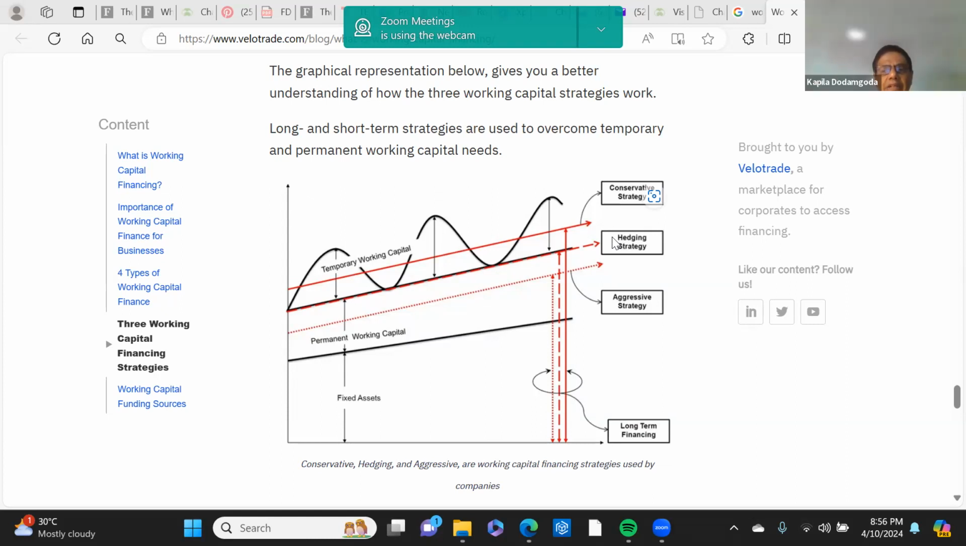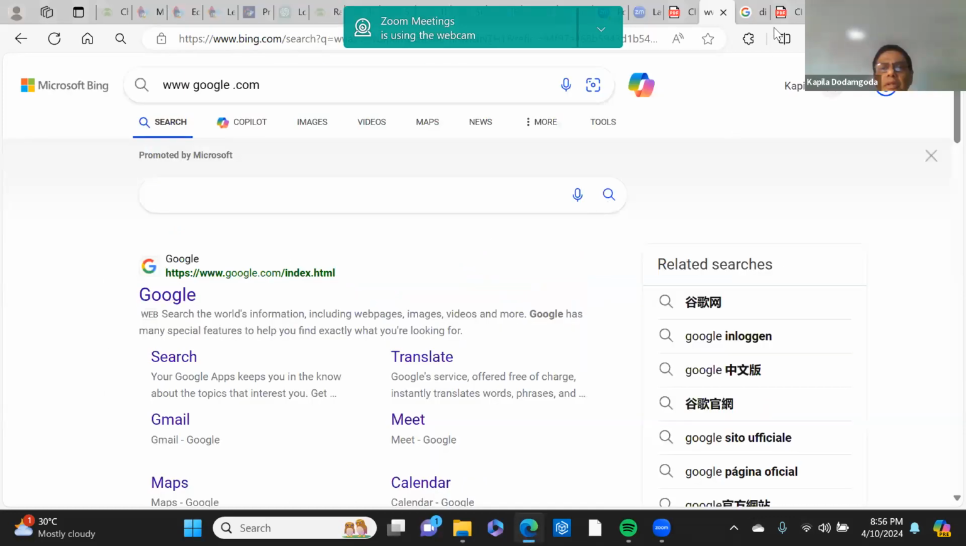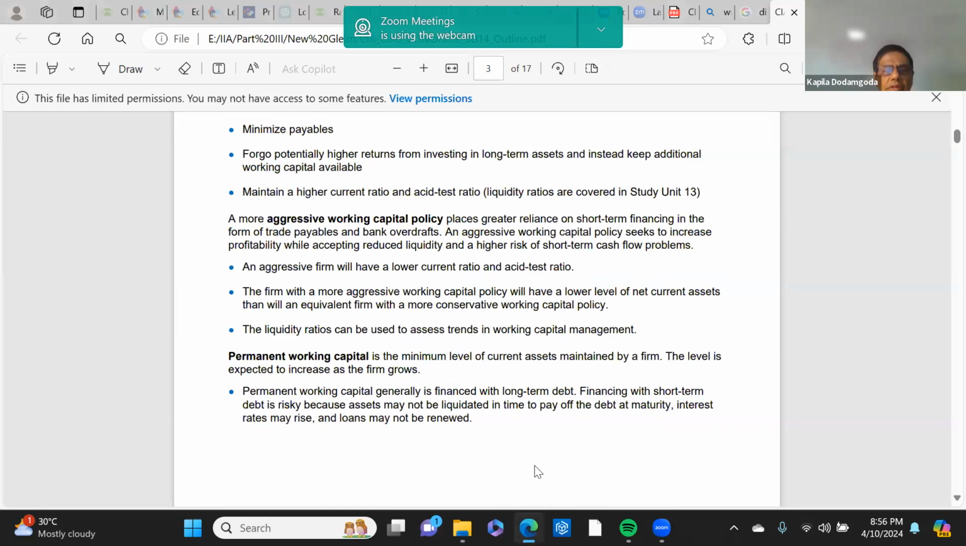Okay, the hedging strategy, what we are going to discuss about that, is actually matching the cycles. Right? So this is the concept that we talk about. Is that clear? Yeah. Okay, good. So permanent working capital is generally fine. This is what we have been discussing.